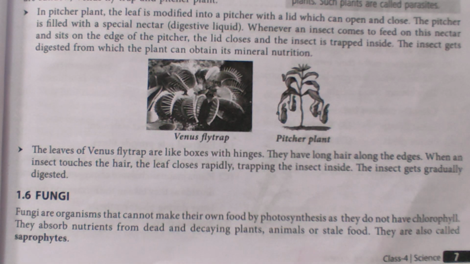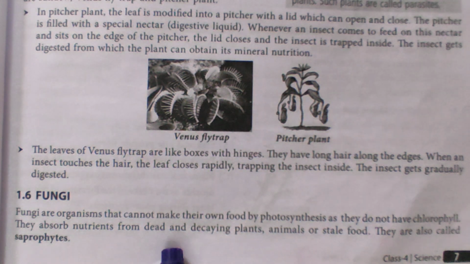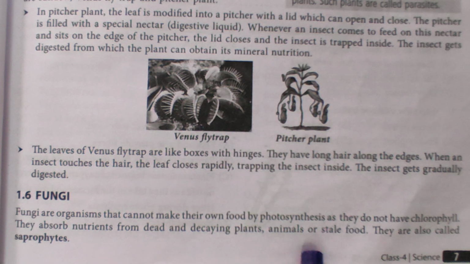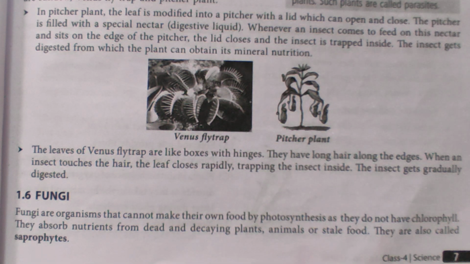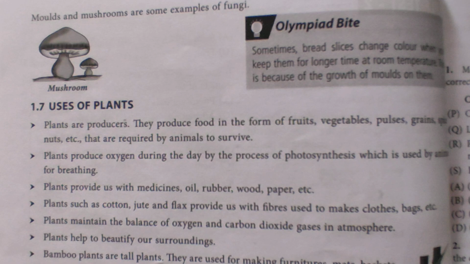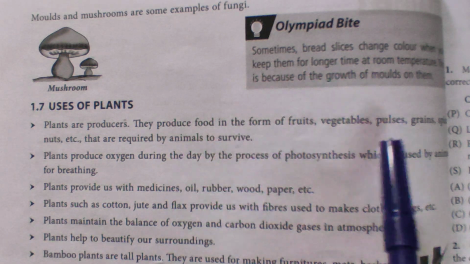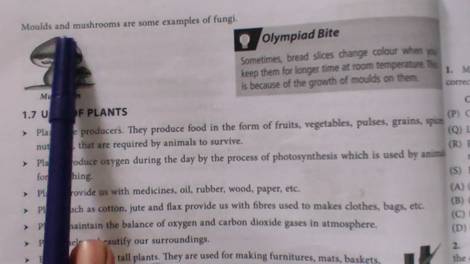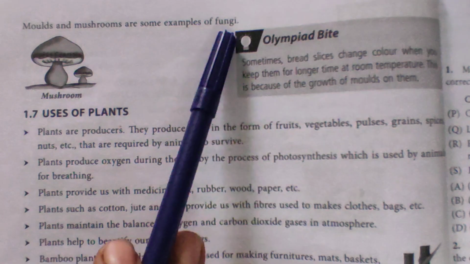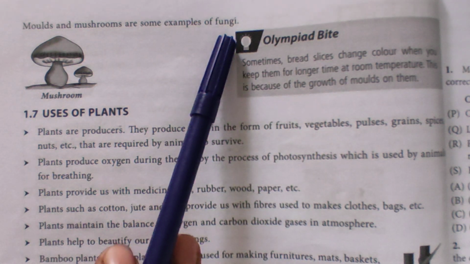Okay, so why can't fungi make their food? Because they don't have what? They don't have chlorophyll. So they can't trap the sunlight. Yes, that's why they absorb nutrients from dead and decaying plants, animals, or stale food, and that's why they are called saprophytes. Now we will see here, the examples of saprophytes are what? Molds and mushrooms. These are some examples of fungi.